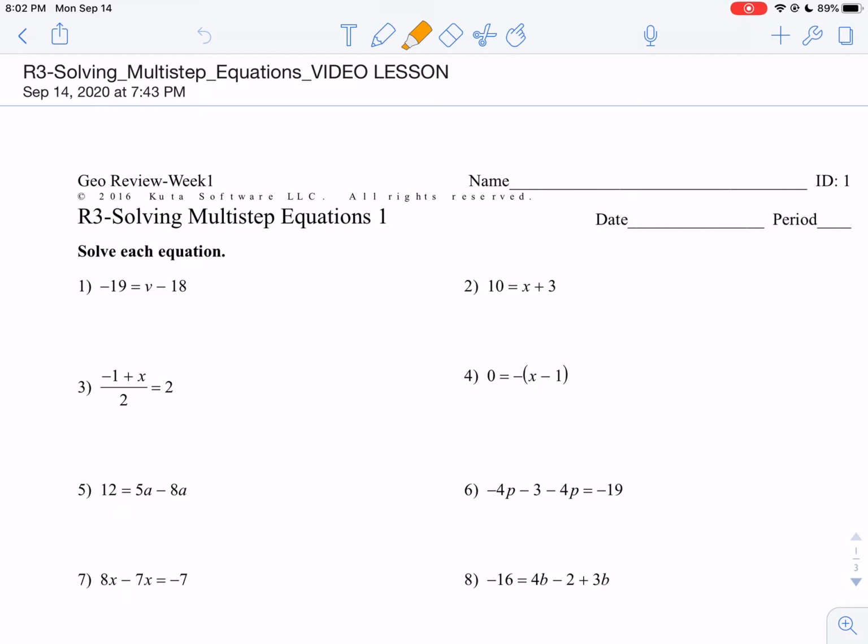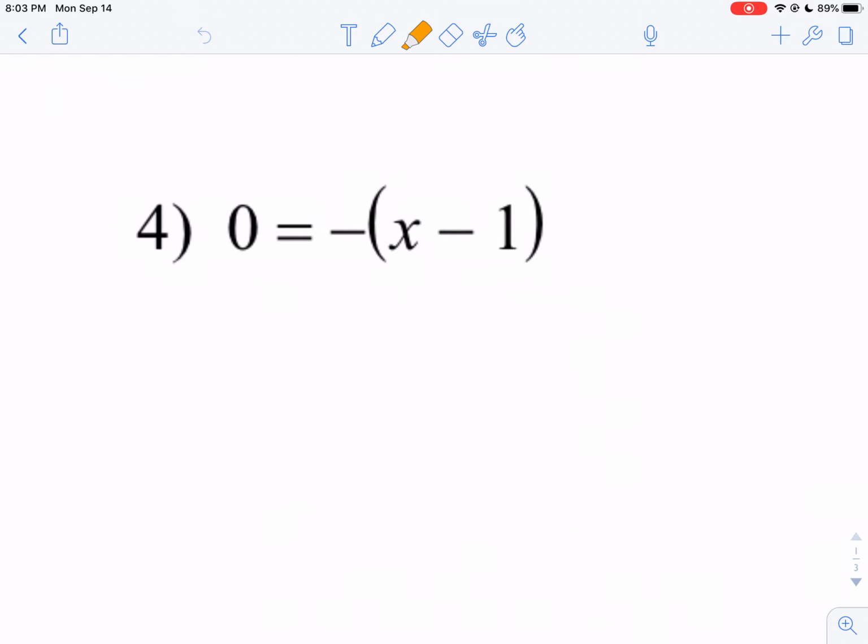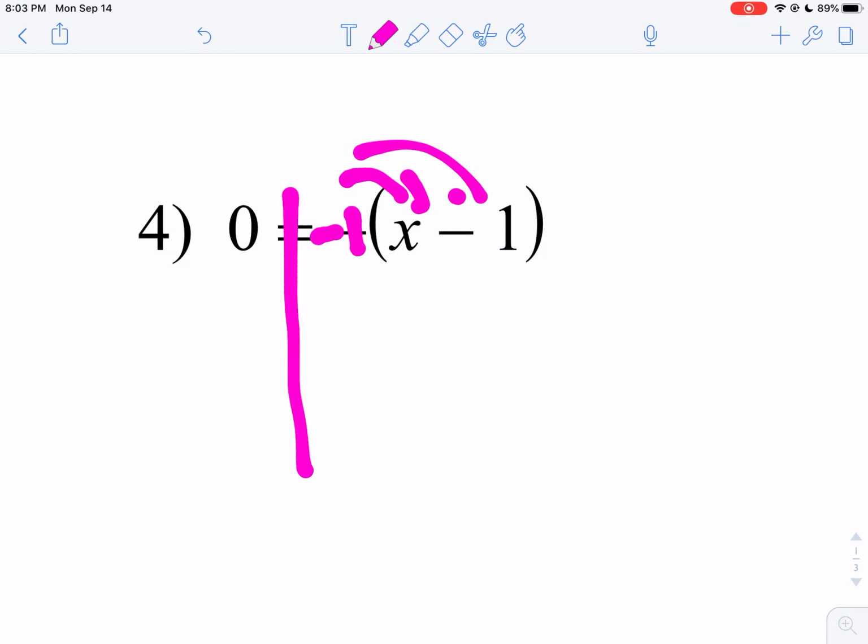I am going to go over R3, how to solve multi-step equations, okay? So you have a few one and two step equations here, so I'm not going to do those except for number 4 because that is a problem you need to pay attention to. Okay, so number 4 here, you have 0 equal to, there is a -1 here in front of that parentheses, so you must do your distribution carefully here, okay?